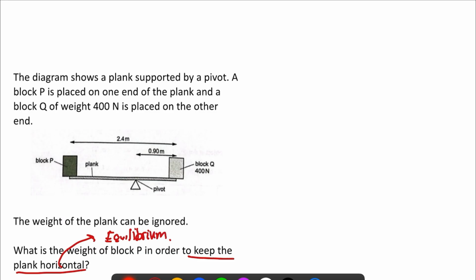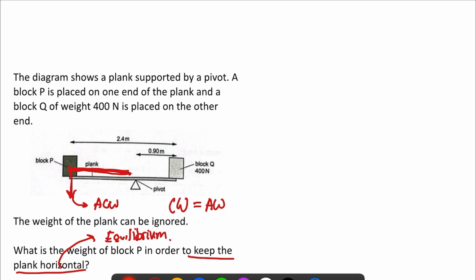So for moments, in order for the plank to be in equilibrium, we need the sum of clockwise moment equals to the sum of anti-clockwise moment. So what do we do? We analyze the block. So the block is right here, the weight acts on it like that. The perpendicular distance is here, about the pivot. So from this direction, it turns anti-clockwise.